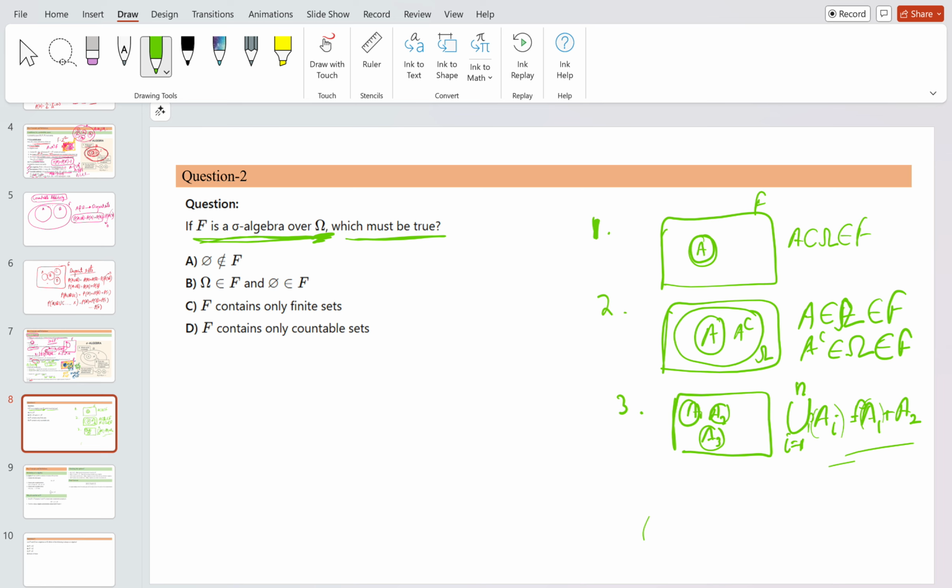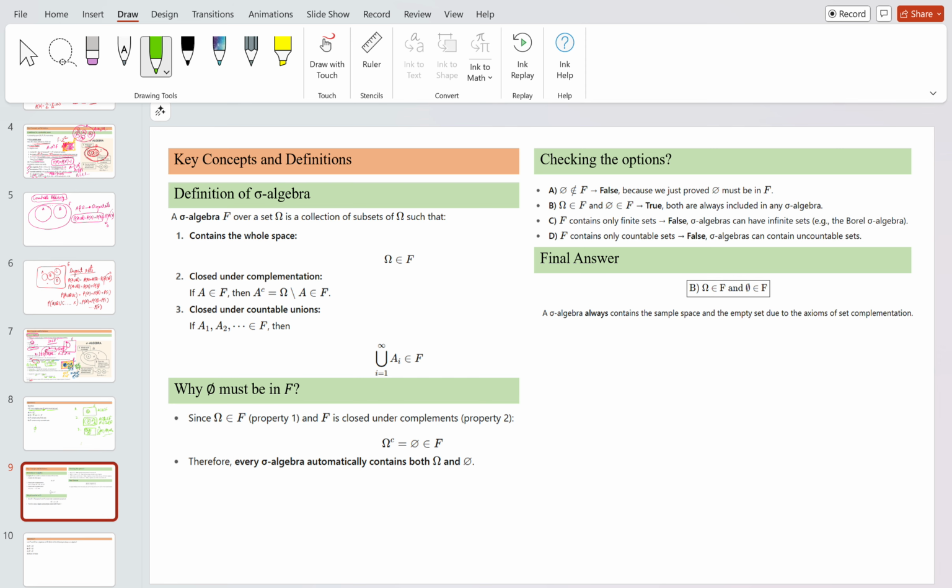It says that F is a sigma algebra over omega, which must be true. Whether phi, you already know, is a set having no element, that is called phi. You already know F is a bigger set, meaning the overall sample space, and omega is a subset of that, and it belongs to F. Okay, let me make you feel comfortable.